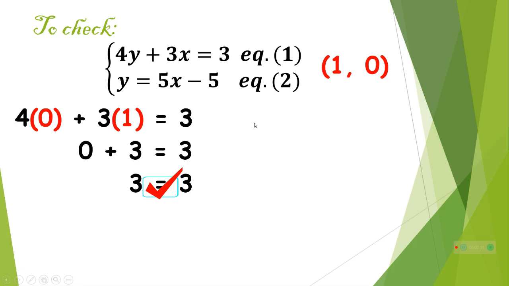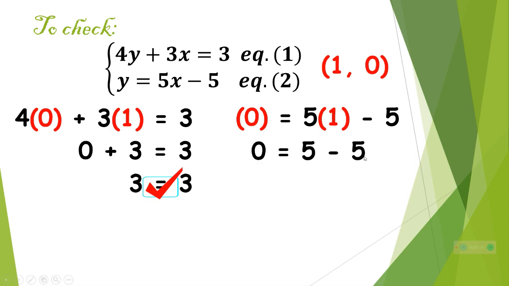For the second equation, we have here our y is 0. So you will have 0 equals 5 times our x, which is 1, minus 5. So we will obtain 0 equals 5 minus 5. And the final is 0 is equal to 0, because 5 minus 5 is 0, which is also true.